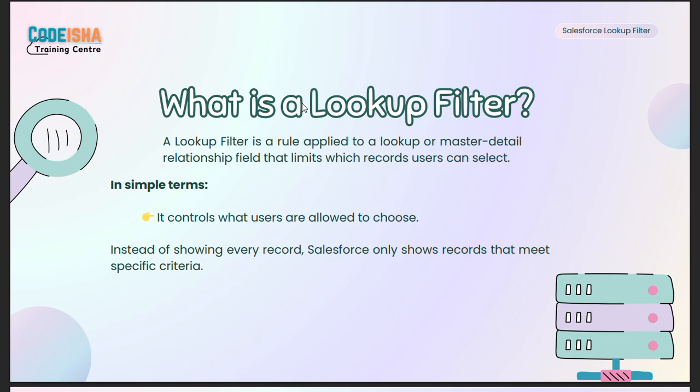Specific records means whatever meets the business criteria we have given. When we implement a lookup filter, we give specific criteria, and when that criteria is met, it works. So instead of showing every record, Salesforce only shows the records that meet the criteria. Let's see how to create this lookup filter, and what the benefits and drawbacks are of using it in a Salesforce org.